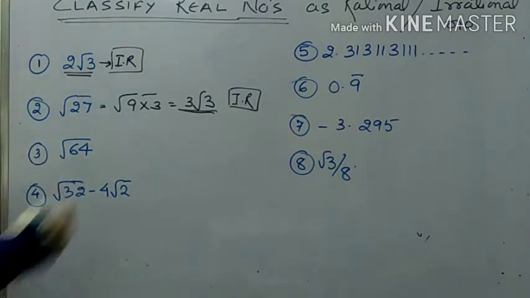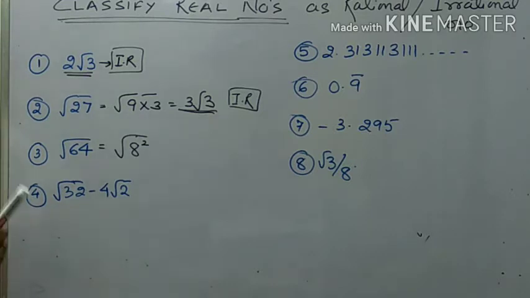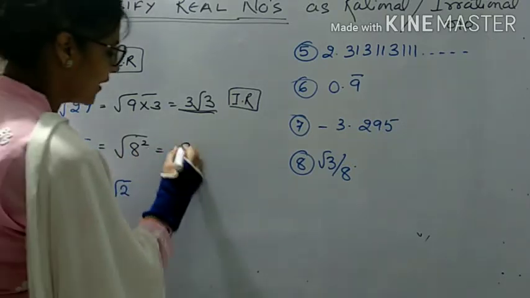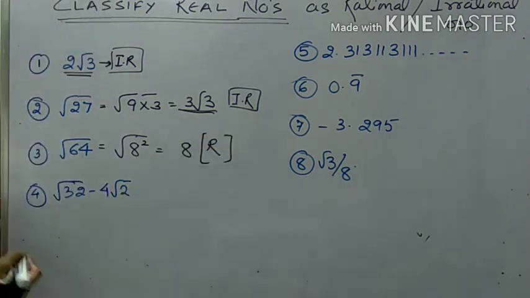Now root 64. Root 64, it is the square of 8. है ना? And we have learned that if a number is a perfect square, it should be a rational number. And if it is not a perfect square, ये क्या perfect square है? तो इसका आंसर क्या आ रहा है? 8. So this number will be a rational number.